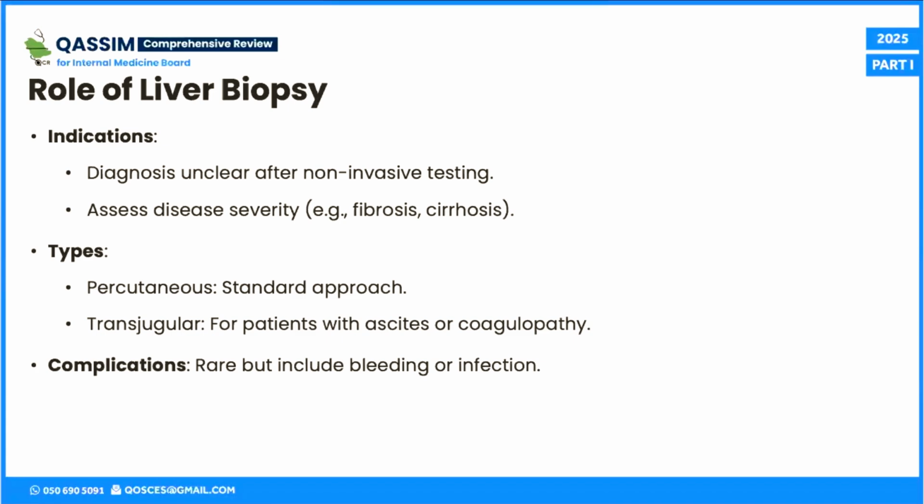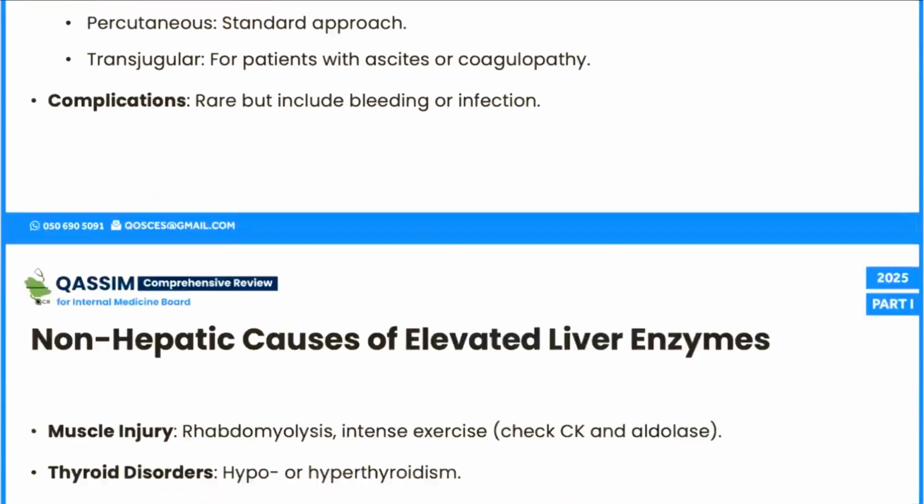The types of liver biopsy include percutaneous. This is the standard approach, rarely done nowadays. Transjugular is done by interventional radiologists. This is more commonly done nowadays. You choose the transjugular route whenever you are faced with patients who have ascites or coagulopathy. Complications are rare and include bleeding, around 1%, and life-threatening bleeding, 1 in 1,000 cases, or infection.